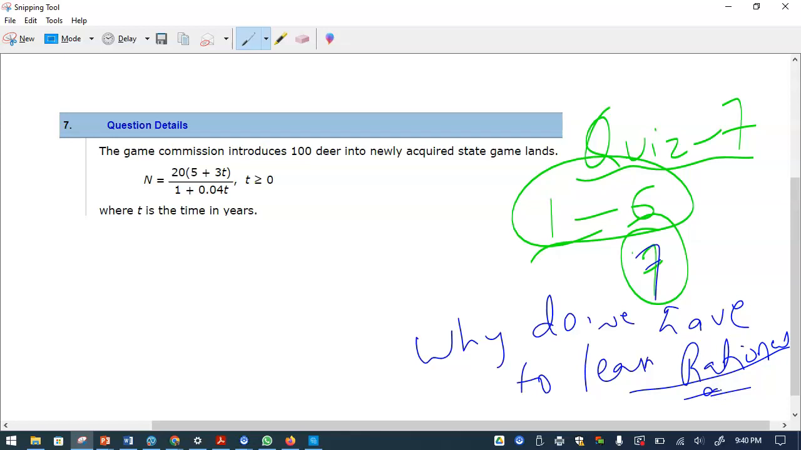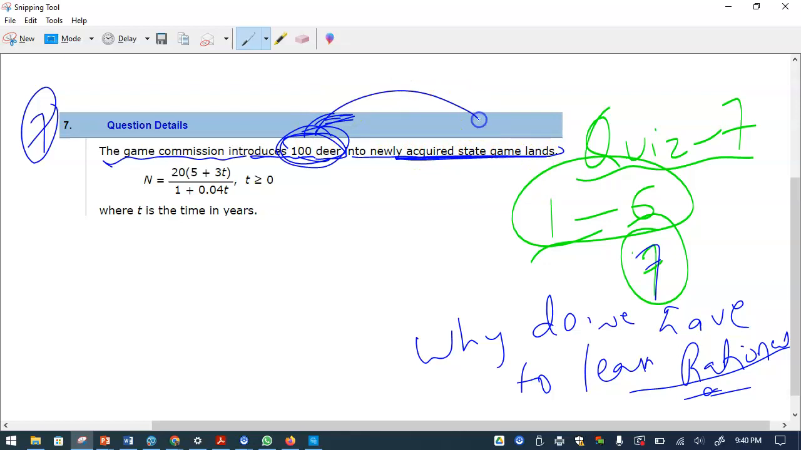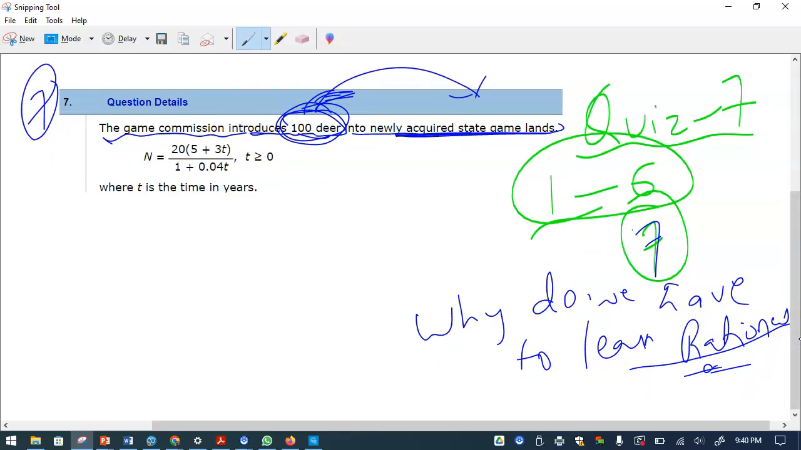Now you see problem number 7 says that a game commission introduces 100 deer. So there is a population of deer in the beginning. 100 deer are being put on the acquired state game land. So in the beginning you have 100 deer on the land, so for this we can straight away even draw the graph. It starts from 100.